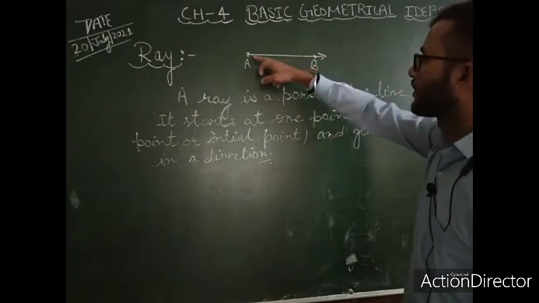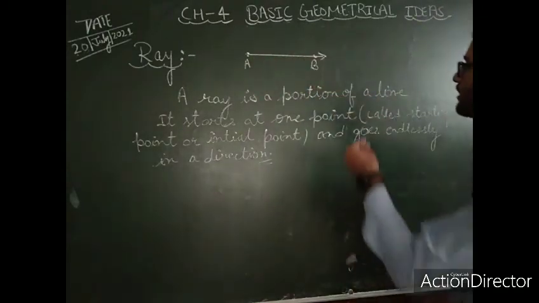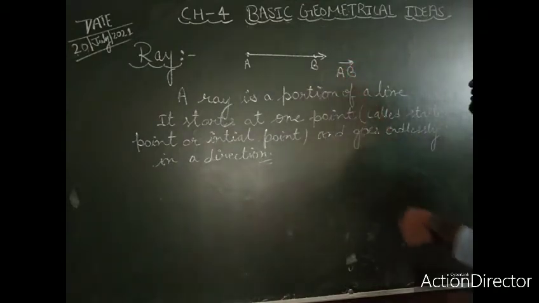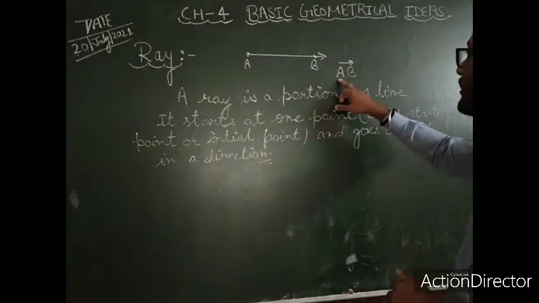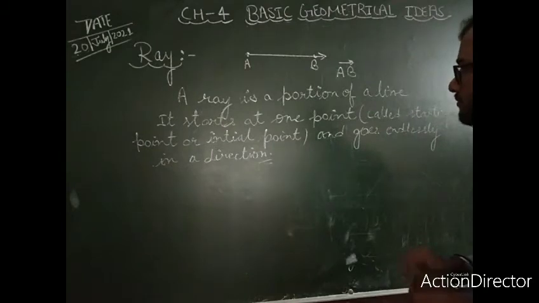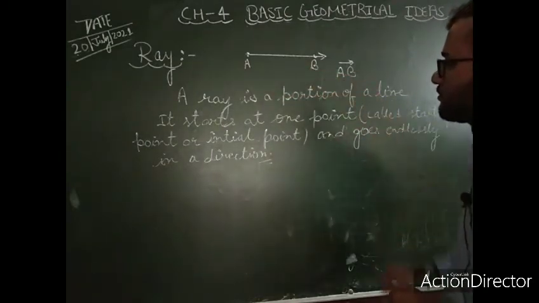Here we take 2 points on it, A and B. So here we give the name of this ray like AB, okay? Here first we write A, the starting point, and after that we write the second point, okay? So here we give the name of this ray AB, right?